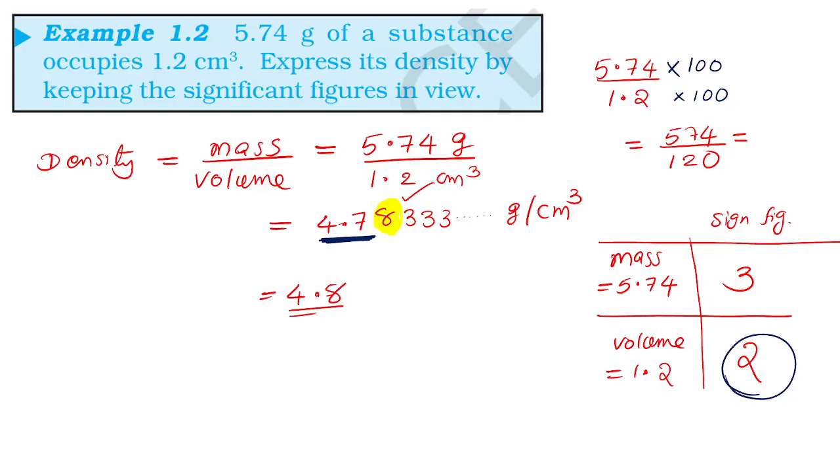4.78, can I approximate 4.78 as 4.8? Yes. What is the reason? Because the digit after 7 is more than 5. If the digit after a digit is more than 5, you have to add 1 to this digit. So 4.78 is approximated as 4.8. Two significant figures, and also keep in your mind that the rounding off must be correct.